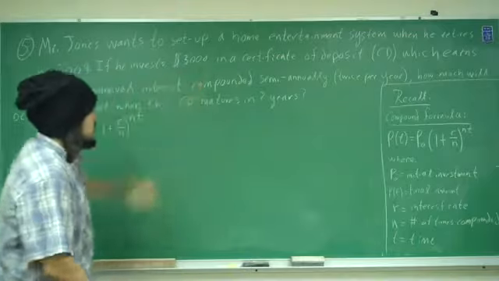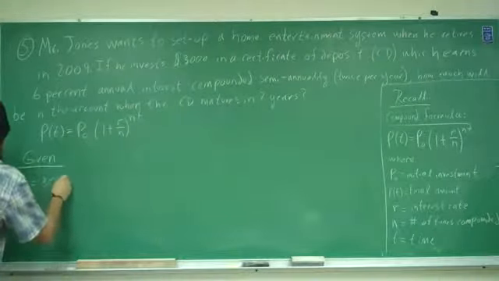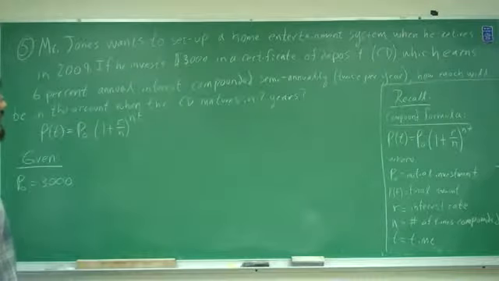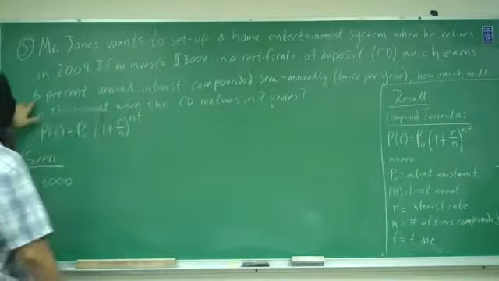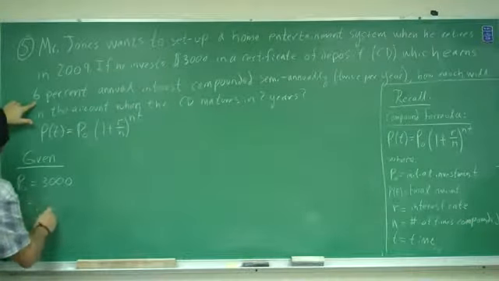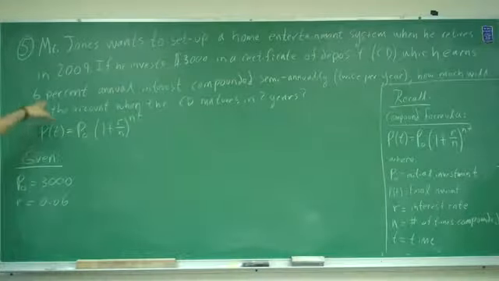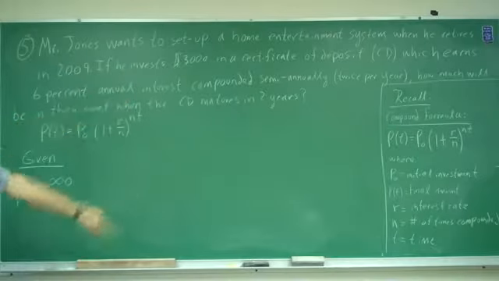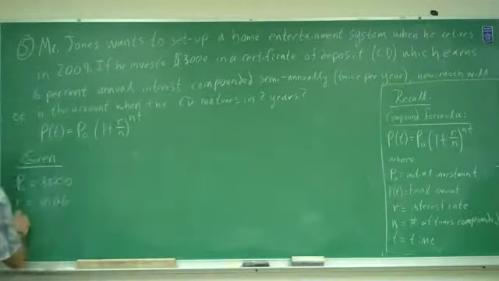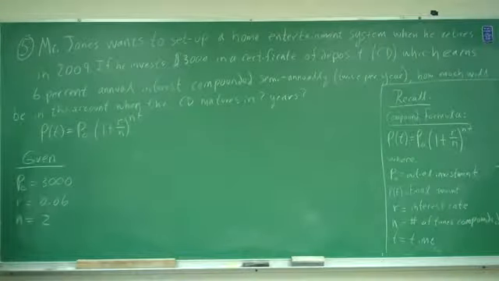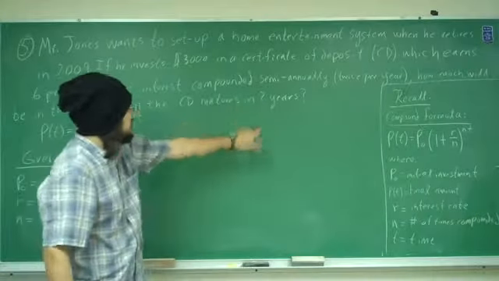Alright, so let's read this. He invests $3,000, that's our initial investment, so P sub naught is 3,000. 6% annual interest, okay, so the interest rate is 6%, which is the same as saying 0.06. Semi-annually, so that's twice per year, that's the number of times compounded, so N is equal to 2. And what are we missing? Oh, 2 years, so T equals 2.